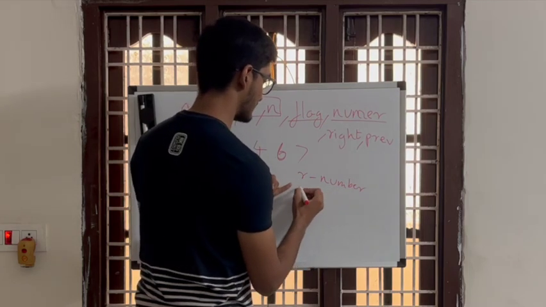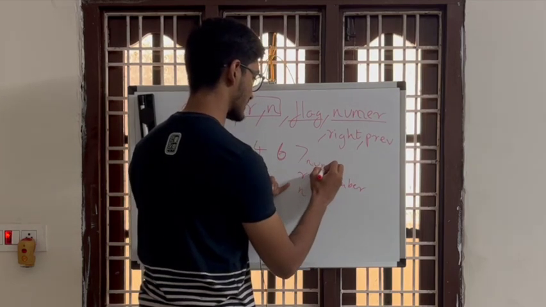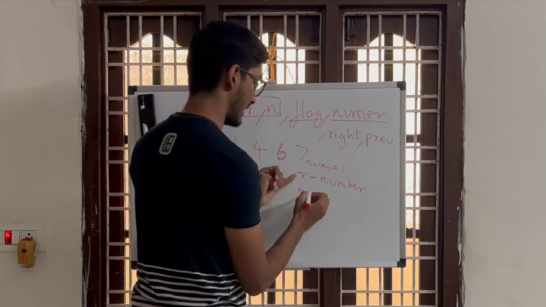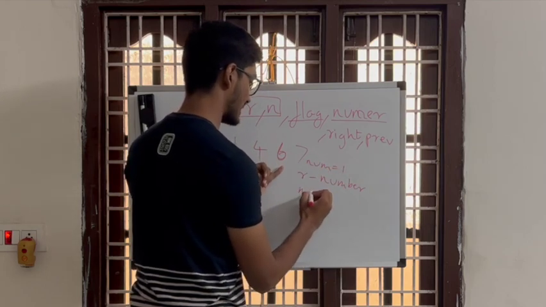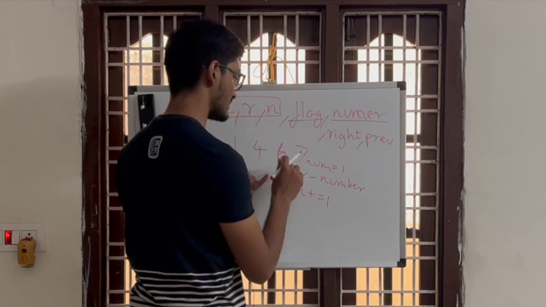And we'll add num by 1. Num will be 1 initially, and as we decrement it, we'll get 6. We'll add num by 1, so it will be 2.